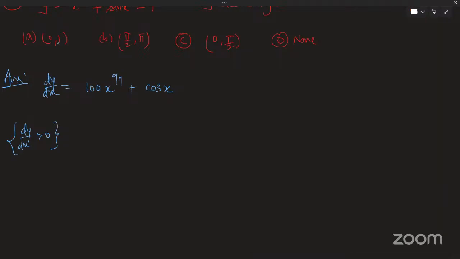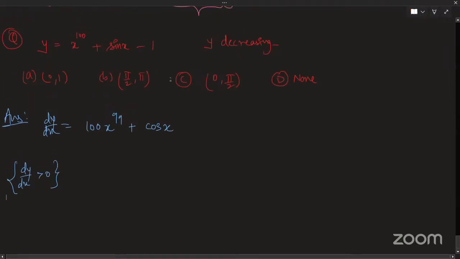Let us have a look at pi by 2 to pi. So between pi by 2 to pi, can you tell me, is it a possibility that dy by dx is negative in this whole range? Is it possible? Between pi by 2 to pi, your x raised to 99 is a very large value, because pi by 2 is a number that's greater than 1, and obviously pi is also greater than 1. So it keeps on increasing and becomes a really large value. Even though your cos x is a negative value, it will not be able to cancel out this huge value.